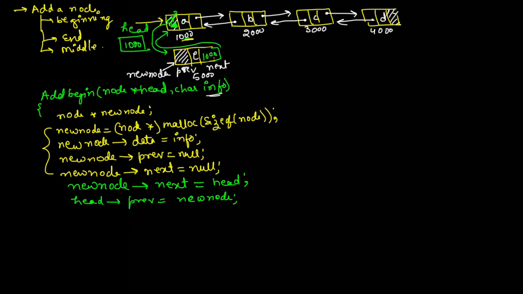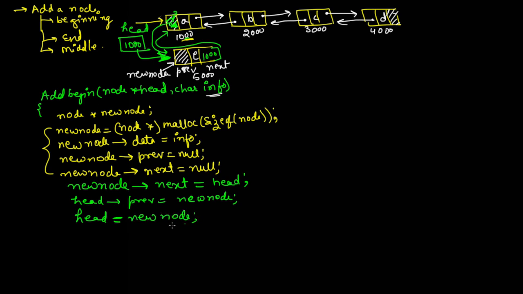Okay, now these two nodes are pointing to each other, and now we just have to change head. That means head should point to the new node. So instead of pointing to this position, now head should point to this position. For that we have to do head is equal to, so it is not arrow, it is equal to, so head is equal to new node.